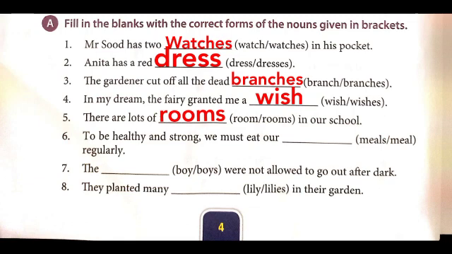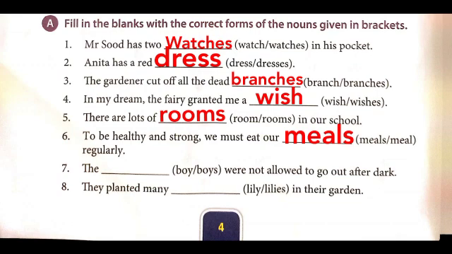Number 6. To be healthy and strong, we must eat our dash regularly. The options are meals or meal. We must eat our. It denotes our food. So we should choose the option meals. To be healthy and strong, we must eat our meals regularly.